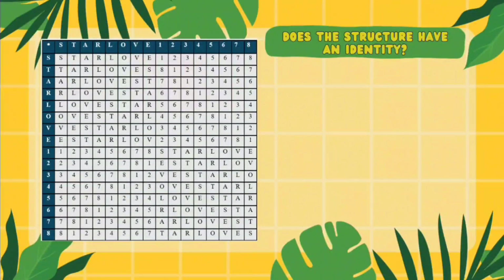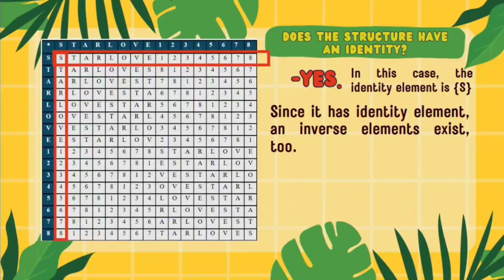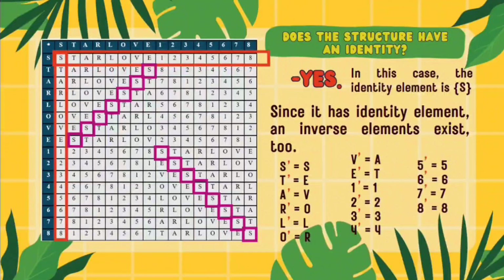Does the structure have an identity? Yes, in this case, the identity element is S. Since it has an identity element, automatically, there are also inverse elements. As you can see here, the identity element is boxed. So the inverse of S is equal to S.